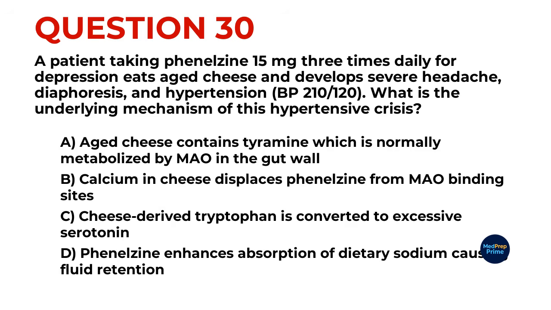Option A. Aged cheese contains tyramine, which is normally metabolized by MAO in the gut wall. Option B. Calcium in cheese displaces phenelzine from MAO binding sites. Option C. Cheese-derived tryptophan is converted to excessive serotonin. Option D. Phenelzine enhances absorption of dietary sodium, causing fluid retention.